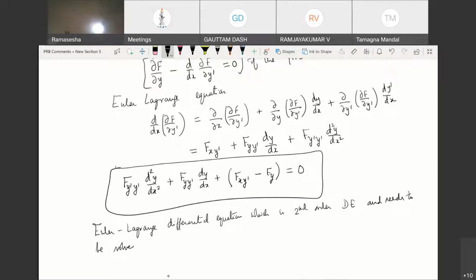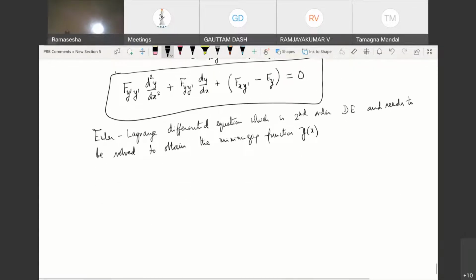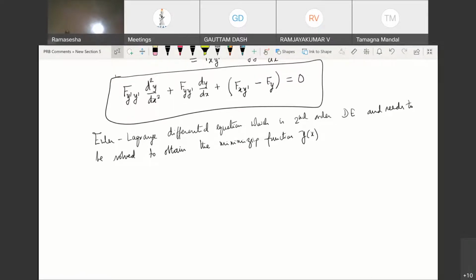So if we want to find the function y of x that minimizes the integral of f of x, y, y prime dx, then it must satisfy this differential equation. Okay, and you can have the Euler-Lagrange differential equation for a function of x1, x, y, and similarly a function of z1, y1.